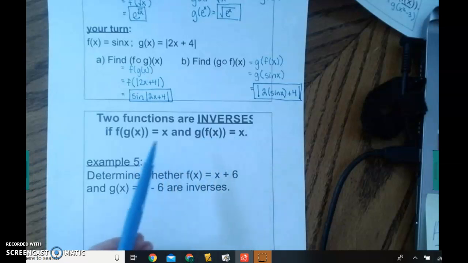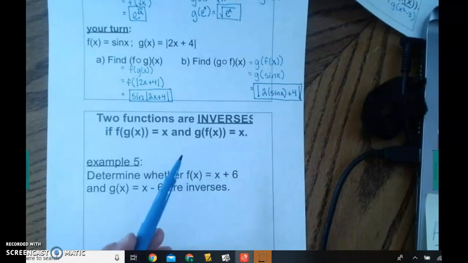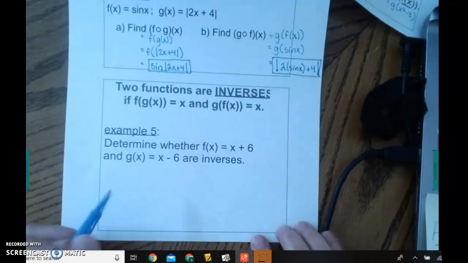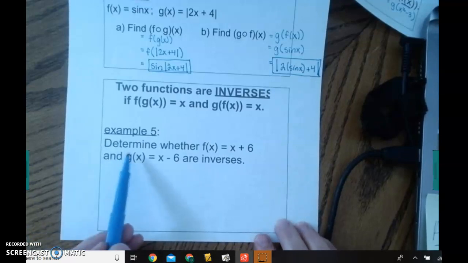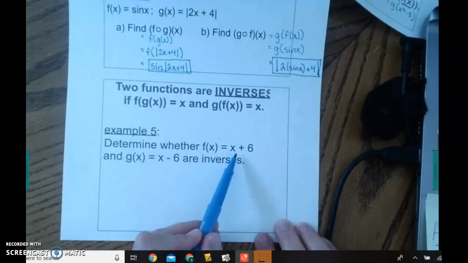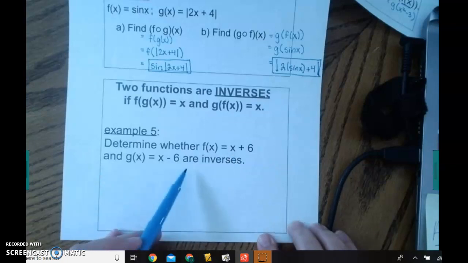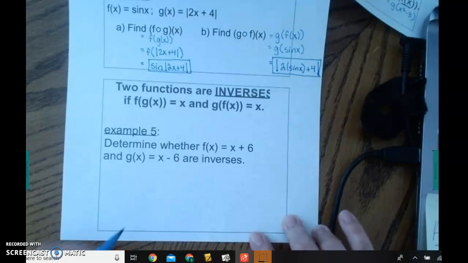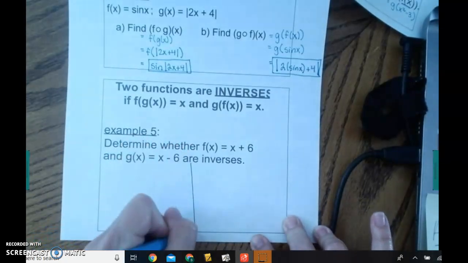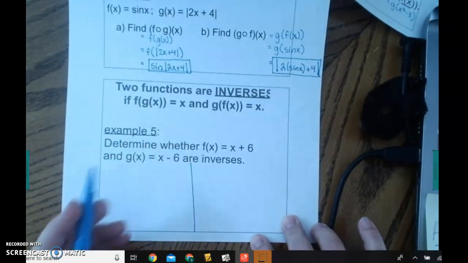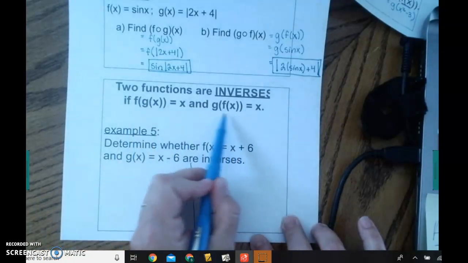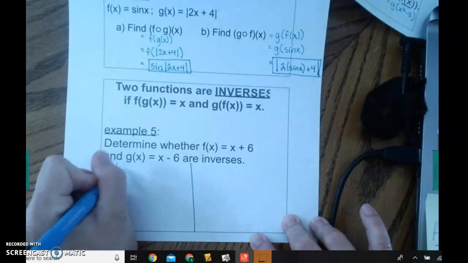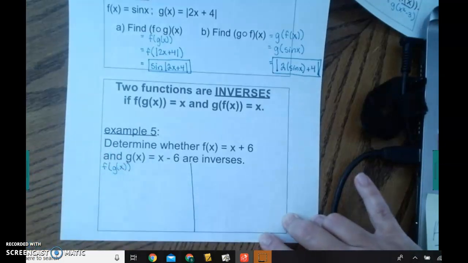So there's two pieces in order for us to answer yes on this question. And I think me working this example will make it a little bit easier to understand. So we've got f of x is x plus 6 and g of x is x minus 6, and we're going to determine if those are inverses of each other. I'm going to break this into two halves because there's two pieces. We've got to do this side and we've got to do this side. So I'm going to find f of g of x first.